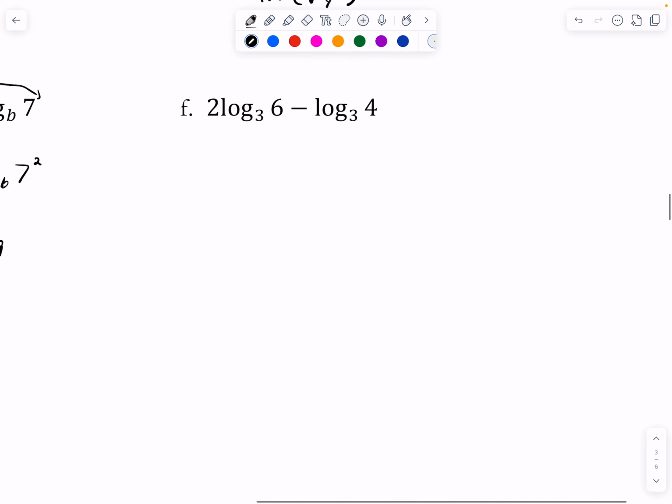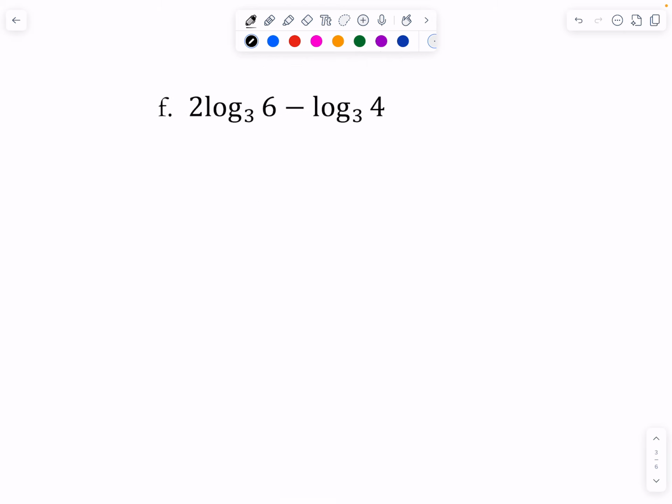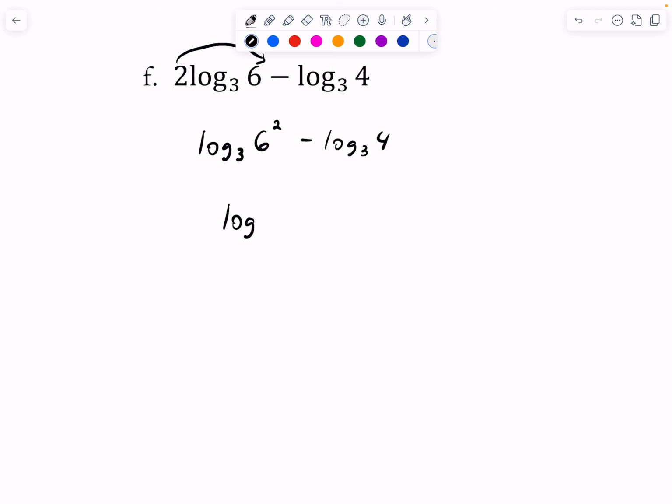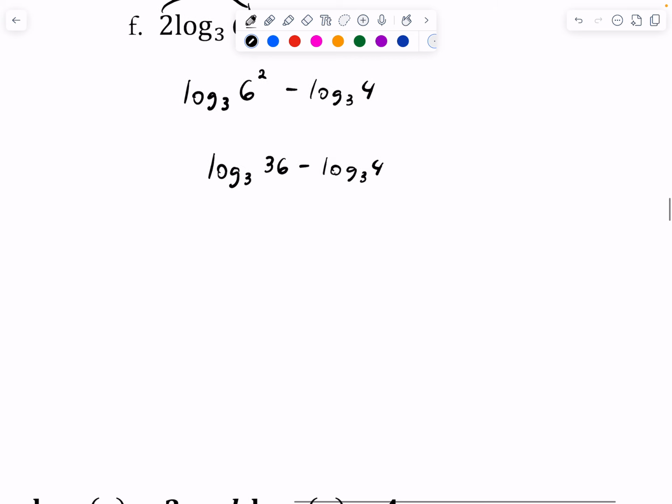Let's do letter F. Now letter F, I do see a number in front, so I'm going to make that a power. Log base 3 of 6 squared minus log base 3 of 4. That 6 squared is going to become 36, minus log base 3 of 4. When I have subtraction, I can rewrite this as one log, where I'm going to divide these numbers. And we can actually do that division. 36 over 4 is going to be 9.